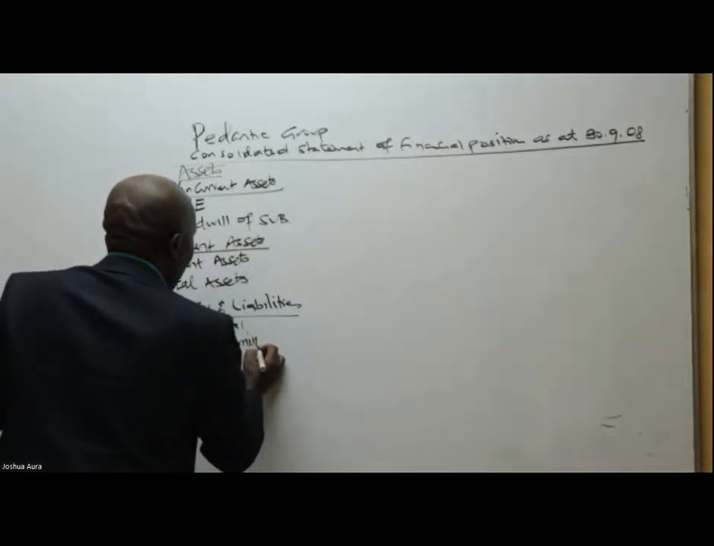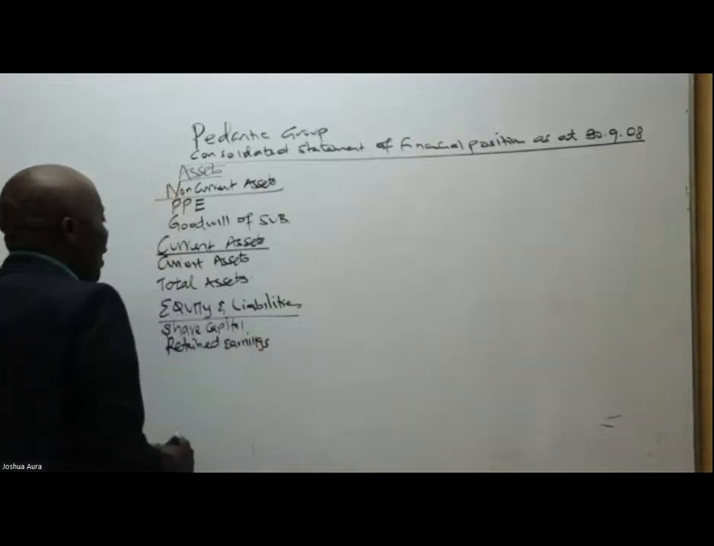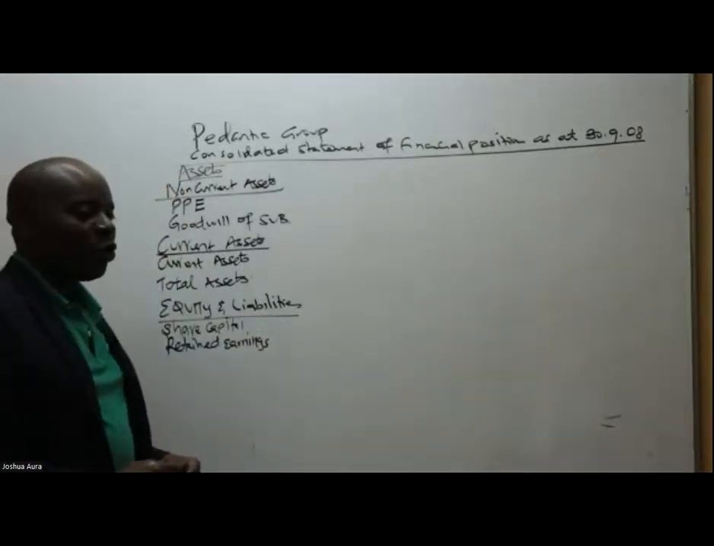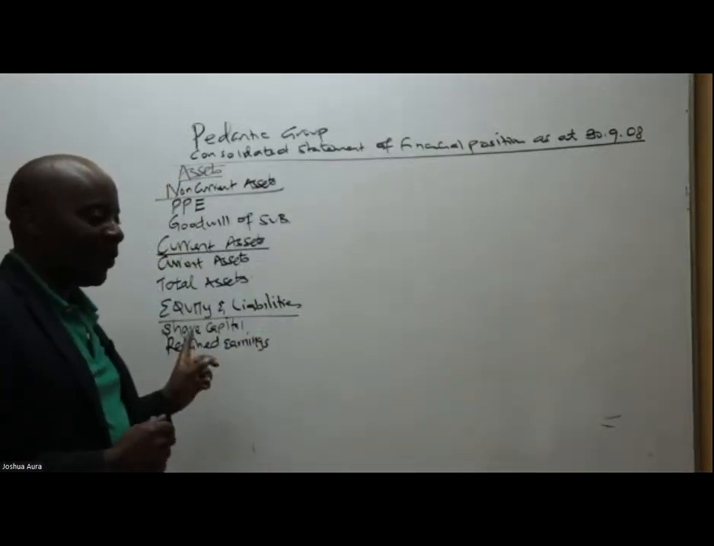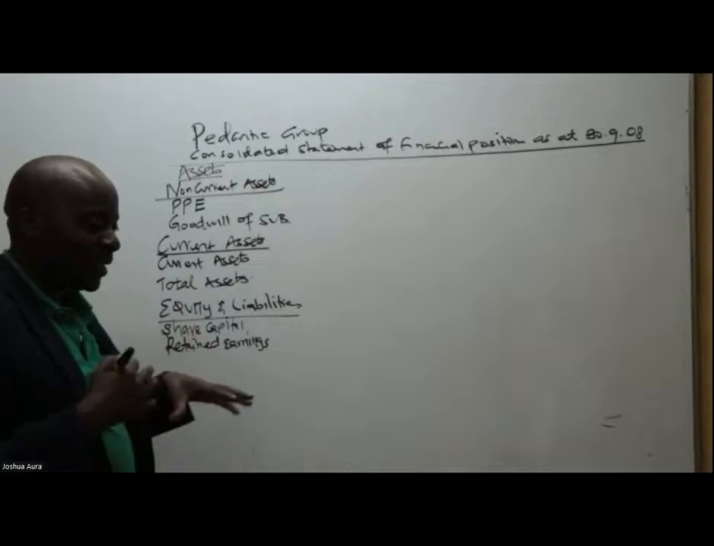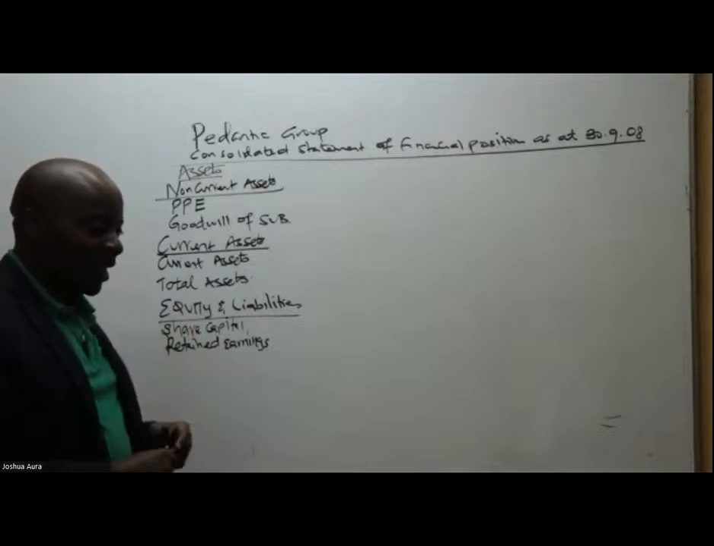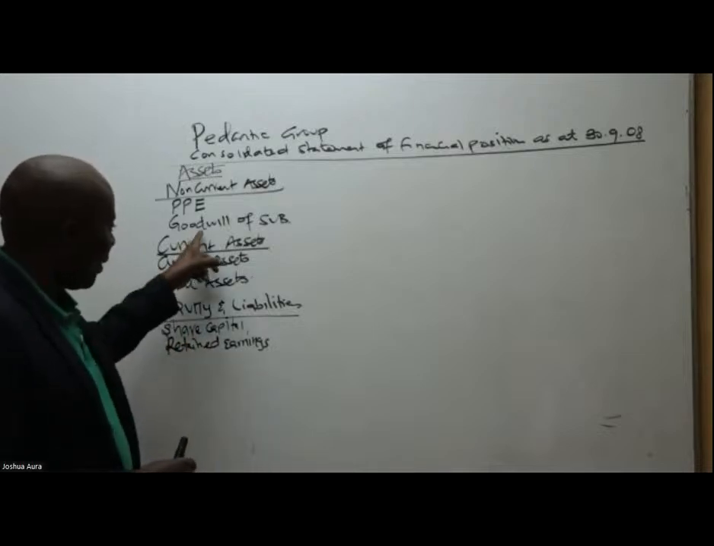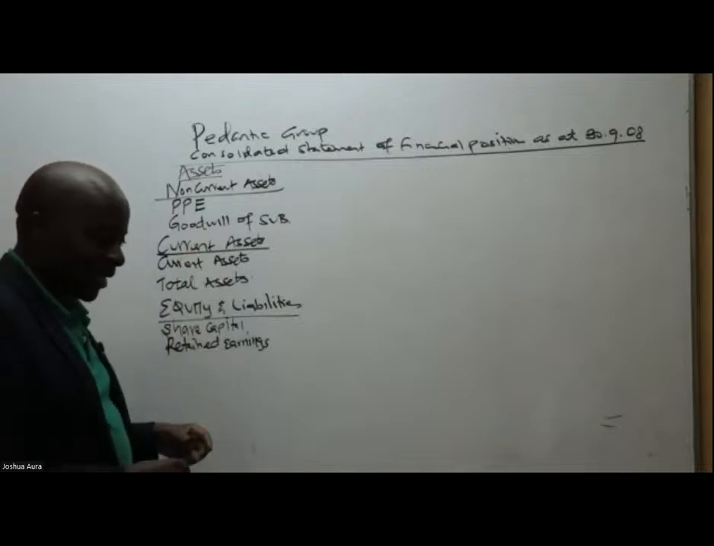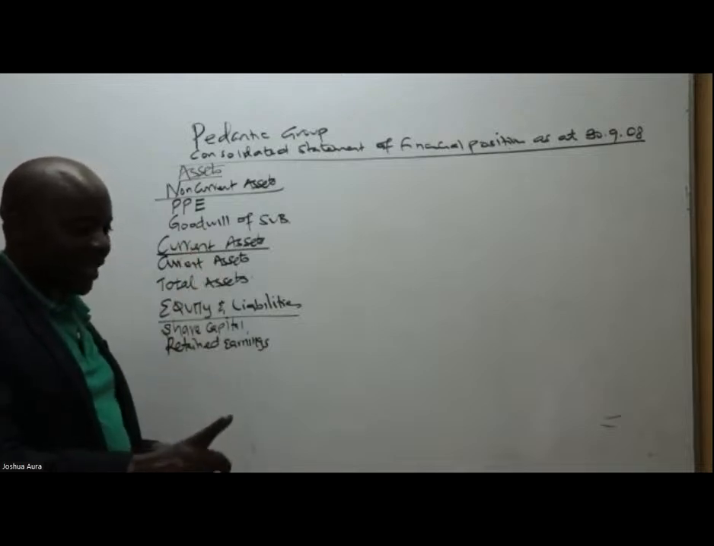What else do you think we must add under equity when we are consolidating? Even if it's not given there, just like we included goodwill, we must include something here. NCI, thank you very much.